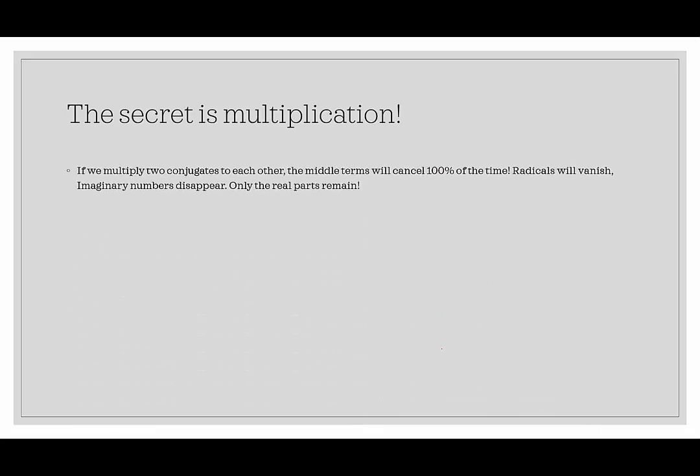Remember what that secret was? Multiplication. If you multiply a number by its conjugate, those middle terms will cancel, leaving you with the first term, which is usually the normal one, normal being rational. And when you multiply the second two, that usually does something with the radical or the imaginary part to clear it out. So if we multiply two conjugates to each other, the middle terms will cancel 100% of the time.